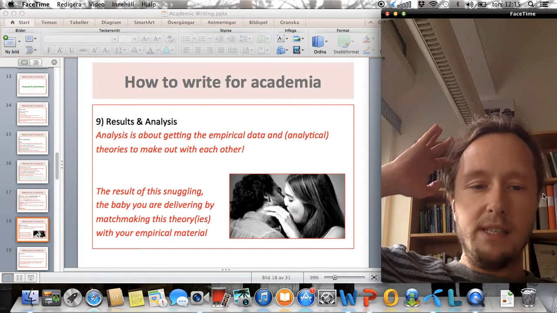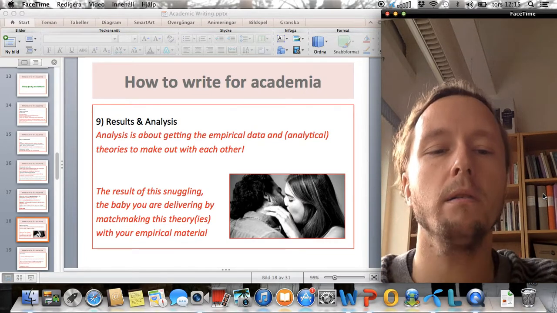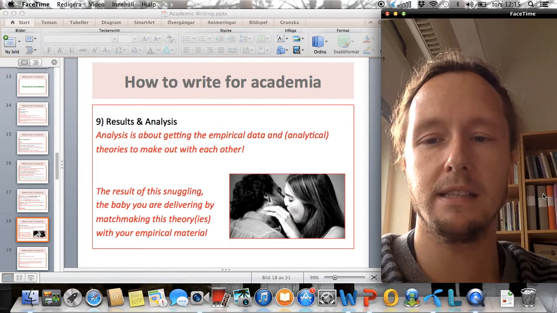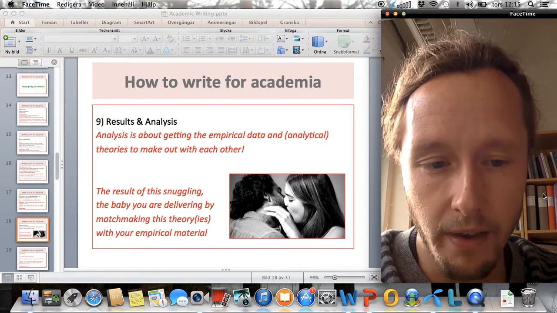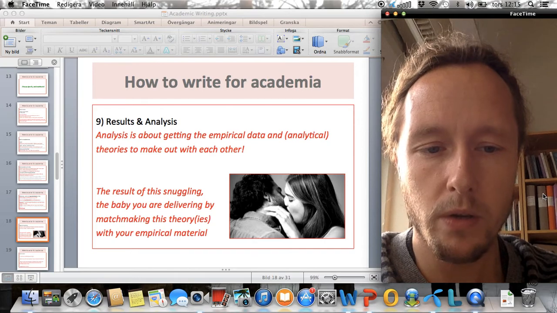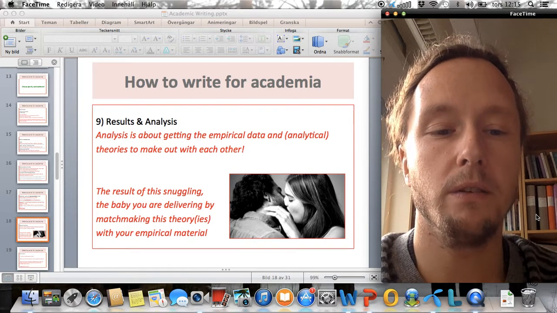And then comes the results and analysis part. So now you have gone out and done this research. Now you will want to analyze the results. And this is where your theories, the theoretical framework, not the background theories, not the positioning in the field, come in. That is not what you're going to return to here, but the theories in the theoretical framework.